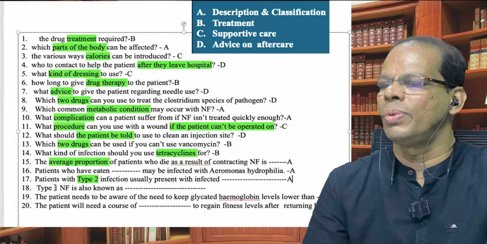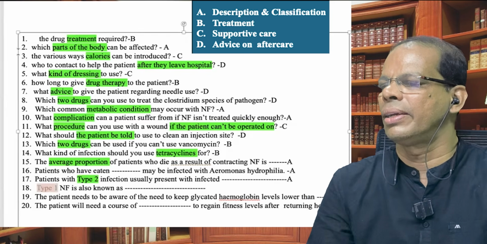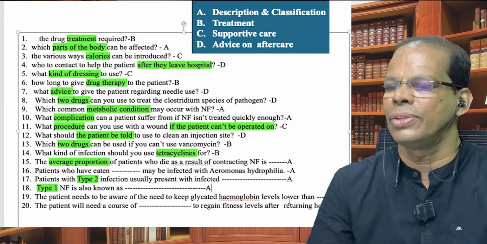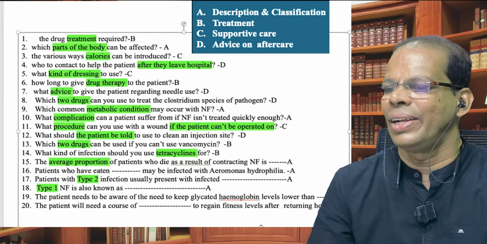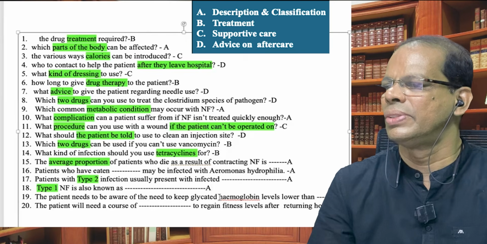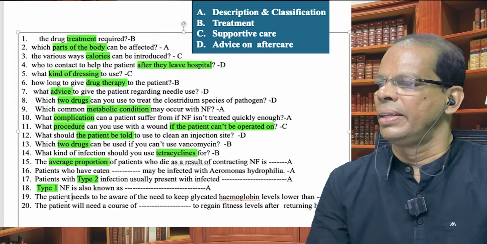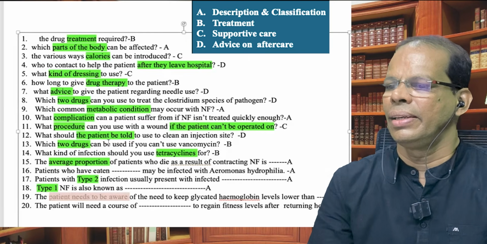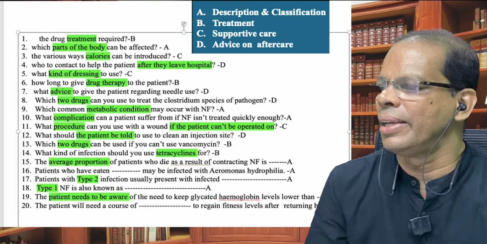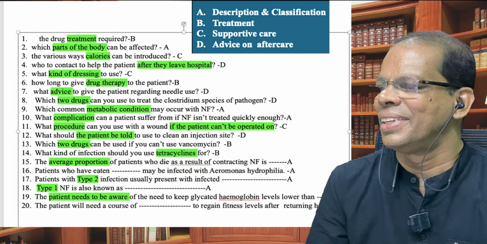19. The patient needs to be aware of the need to keep glycated hemoglobin levels lower than dash. Yeah. You need to be aware. Patient needs to be aware means advice to patient, right? Advise him. Create awareness in him. That is aftercare. So, yes, D. Last one, 20th. The patient will need a course of dash to regain fitness levels after returning home. Aftercare, right?